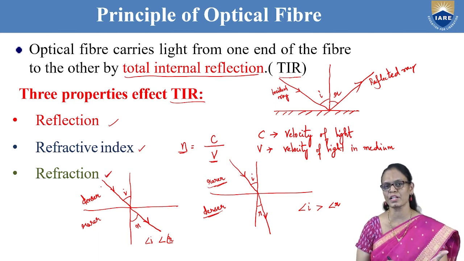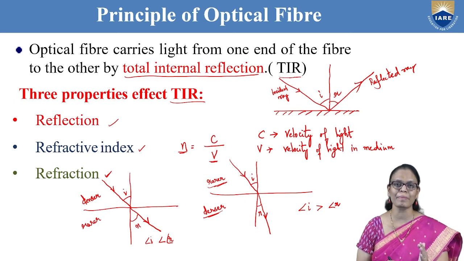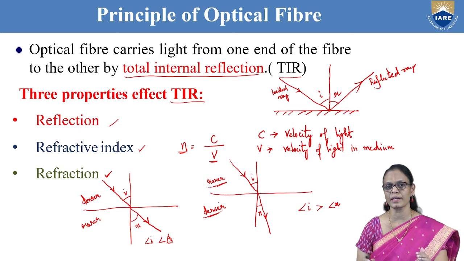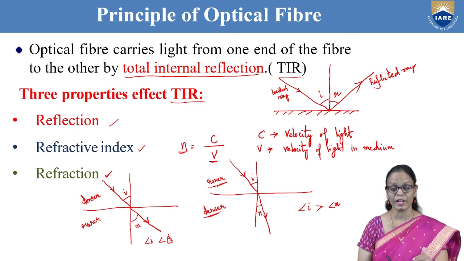Whenever there is a change in medium, there is a bending of the light ray. When it comes from rarer to denser, it bends towards the normal. And when it comes from denser to rarer, it bends away from the normal.